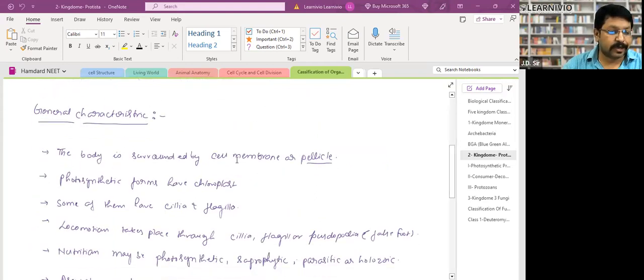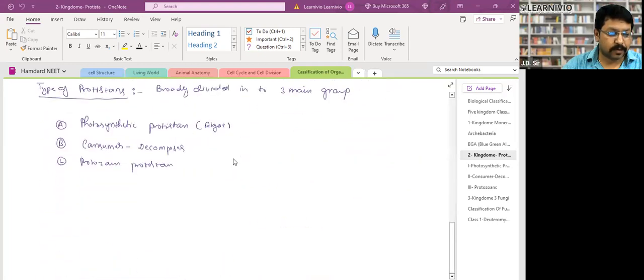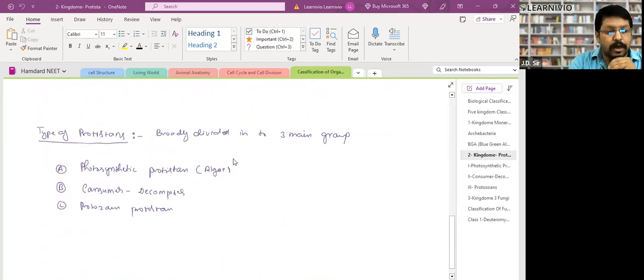So these are some general characteristics of Protista. Then, types of Protista: how many types of Protistans are found? On the basis of nutrition, we have divided Protista into three parts. First, photosynthetic Protistans, those which can make their own food. Then consumer-decomposer Protistans, which either eat something or decompose something.